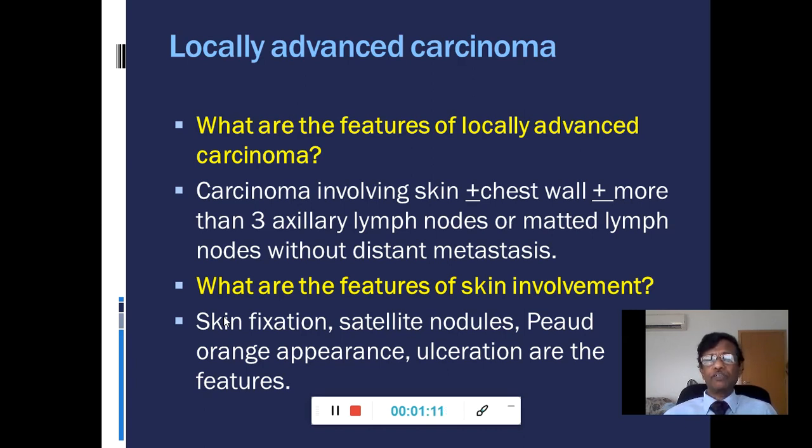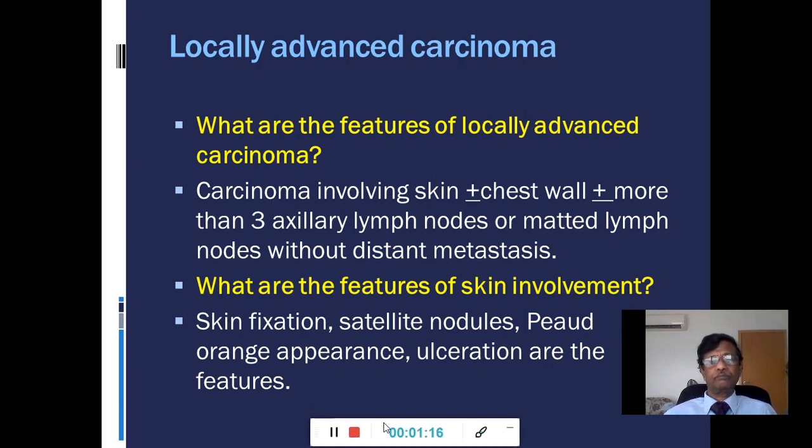What are the features of skin involvement? Skin fixation, satellite nodules, peau d'orange appearance, ulceration are the features. Yes, commonly what we see is the skin fixation. I have discussed dimpling, puckering and fixation of the skin, and the difference between dimpling and fixation of skin, in my last videos. And regarding satellite nodules, they may be present anywhere over the breast region.